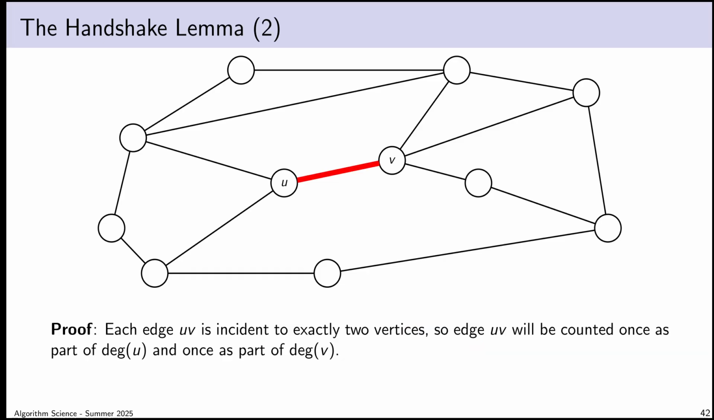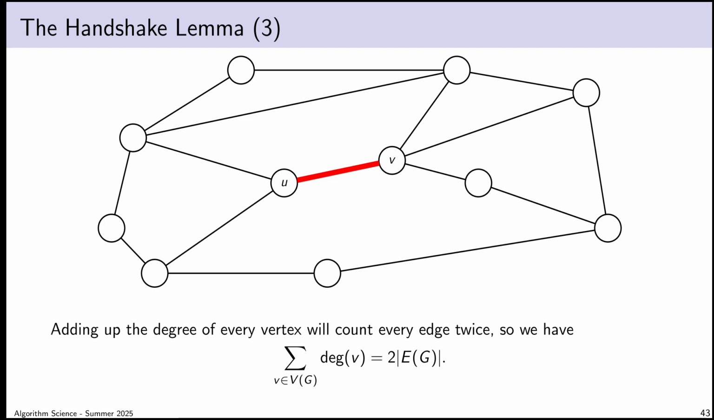And here's why. Each of my edges is incident to exactly 2 vertices. That's a fundamental property of the edge, which means if I'm counting up the total degree of each vertex, a particular edge, like edge UV, gets counted as part of the degree of U and as part of the degree of V. So if I add up the degree of every vertex, I will count every edge twice, once at either endpoint, which means the sum will just be 2 times the total number of edges.